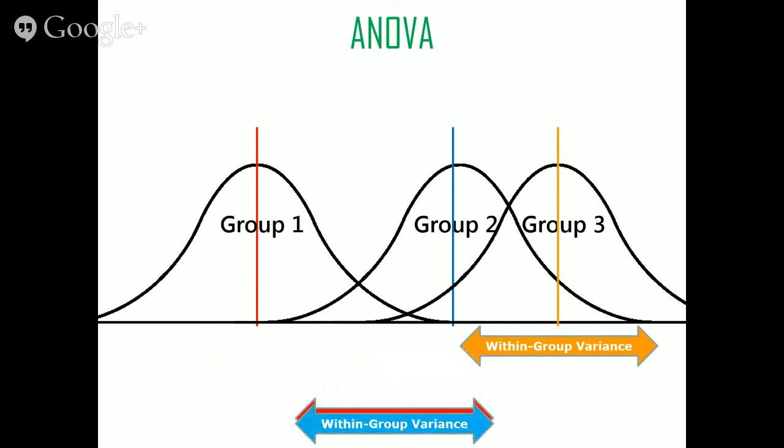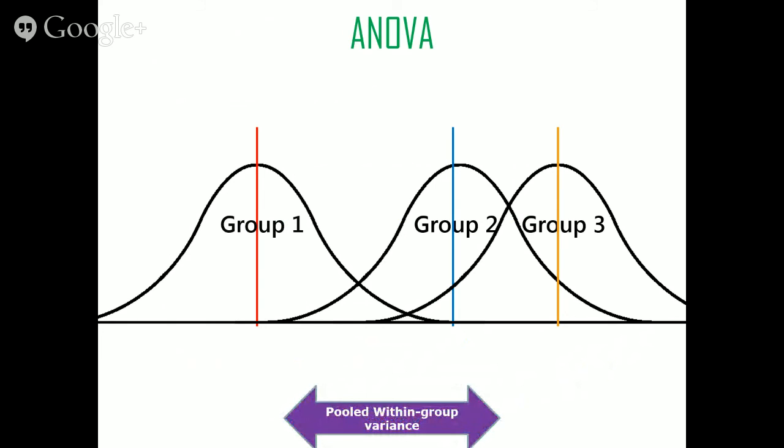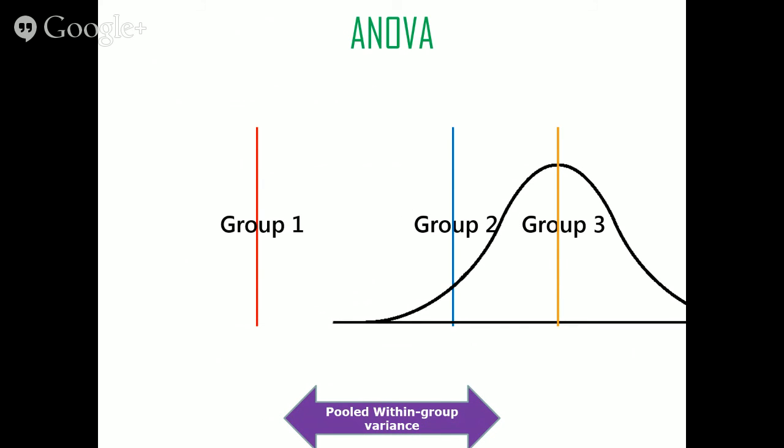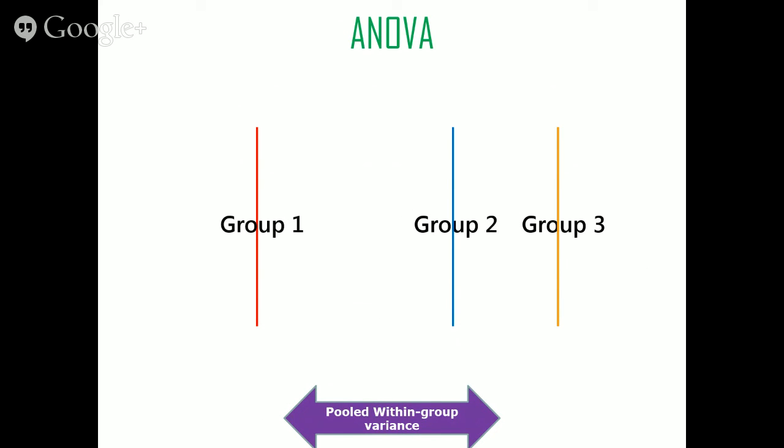You pool that within group variance together and get the average pooled within group variance. And that's your estimate of how far apart individual observations should be from each other on average. And then you forget all the other observations and just look at the means.